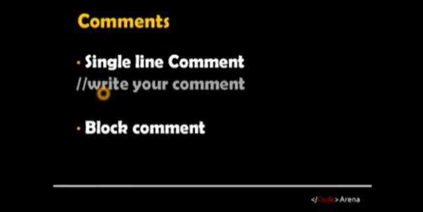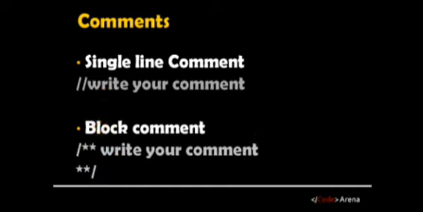Now the second type of comment we have is a block comment. That means a comment that does not take just one line, a comment that takes several lines, two to three lines. Now how are block comments written? You have a forward slash, then your double star, then write your comments, whether a paragraph or whatever, then you close it with a double star and a forward slash.